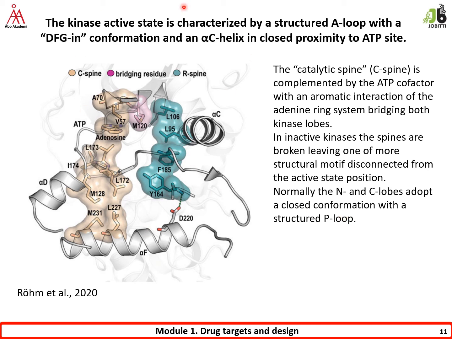In this figure, you can see the alignment of hydrophobic spines in the catalytic domain of active protein kinase A. C-spine is colored in gold and R-spine in green. The bridging residue between both spines in the N-terminal lobe is highlighted in pink.